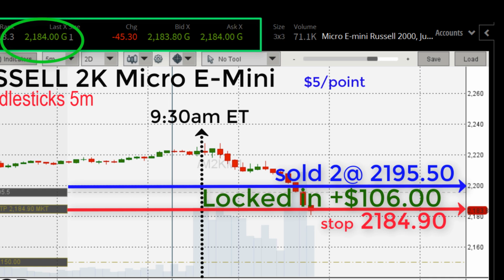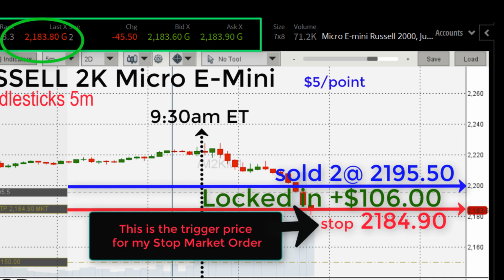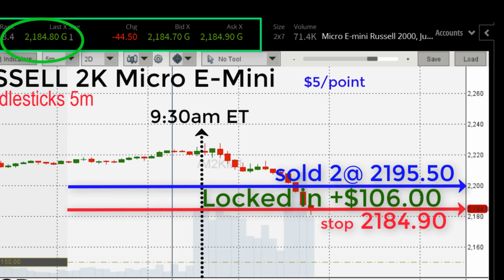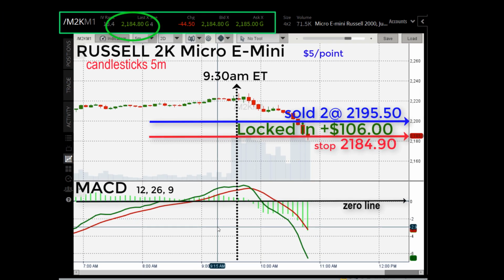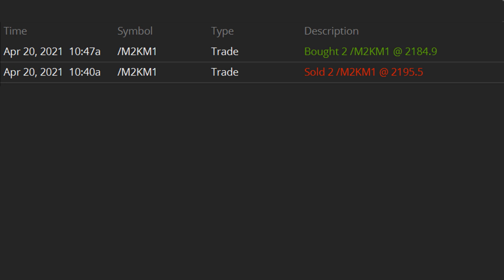And we'll just see what happens here. Remember, the stop is 2184.90. I'm using a stop market order. So if that 2184.90 trades, my order becomes a market order. That's why it's called a stop market order. And it's kind of pointless to try and save one tick one way or the other when you're just trying to not let the trade get away from you here. One tick won't make that much difference, so don't waste your time obsessing over it.